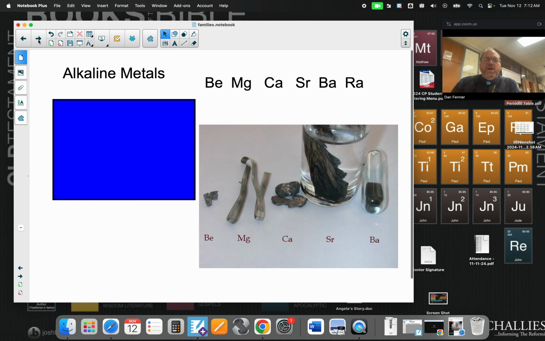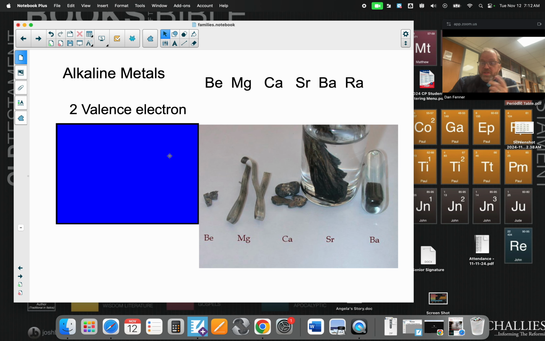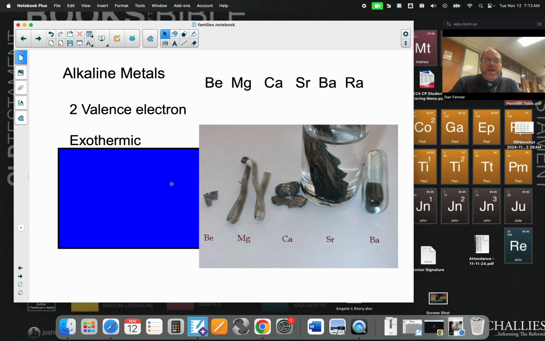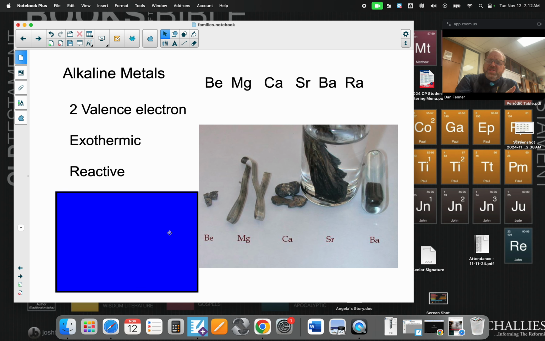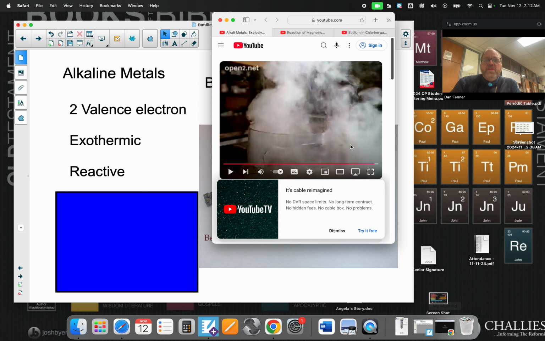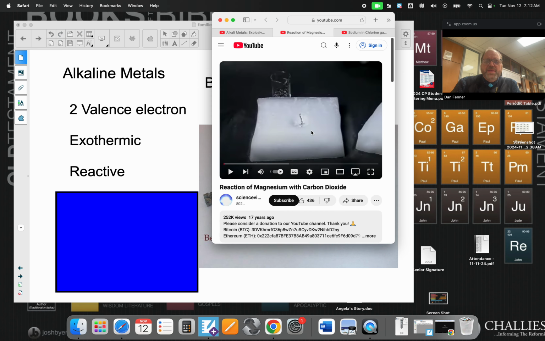The next group is called the alkalines. It's right next to the alkalis on the chart: beryllium, magnesium, calcium, strontium, barium, and radium. It has 2 valence electrons. Those are the characteristics. They are exothermic. When they react, they give off heat and energy, and they are reactive. Not nearly as reactive as the alkalis, but they are reactive. Let's show another video here that shows that.